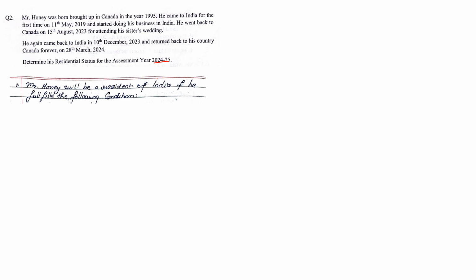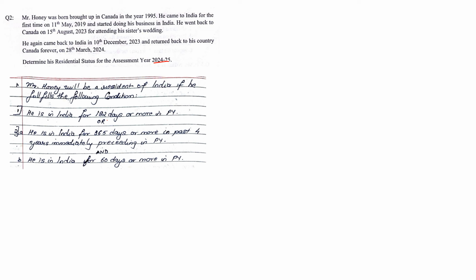Now 24-25 is the assessment year, so the previous year will be 23-24. So we first have to calculate the days in the previous year, and according to that find out his residential status. So we'll start this way: Mr. Honey will be a resident of India if he fulfills the following conditions. Number one, he is in India for 182 days or more in the previous year, or 2A, he is in India for 365 days or more in the past 4 years immediately preceding the previous year, and he is in India for 60 days or more in the previous year. Out of these two, any one rule has to be fulfilled by him.